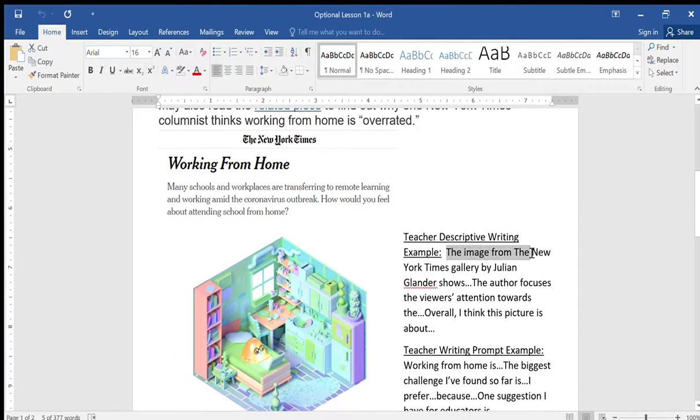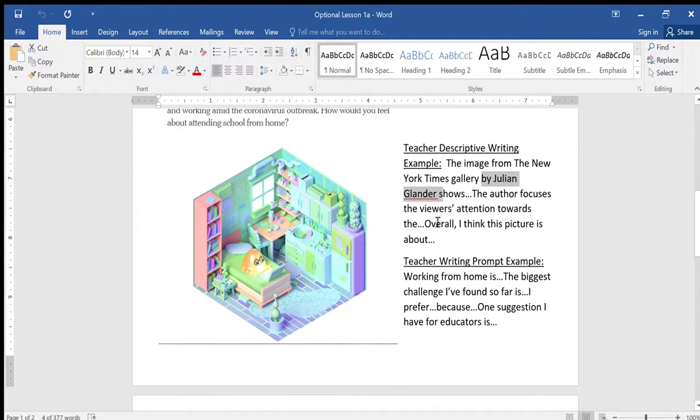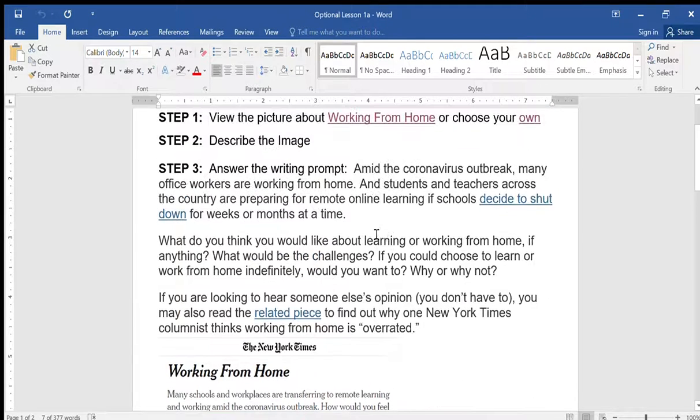You could say the image from the New York Times gallery, that's where it came from, by Julian Glander, so that's the person who drew it, shows blah blah blah. The author focuses the viewer's attention towards, where does your eye go when you look at this. Overall, I think this picture is about, tell me what you think it's saying, because it's saying something meaningful, and I would like you to explain what that meaning is.